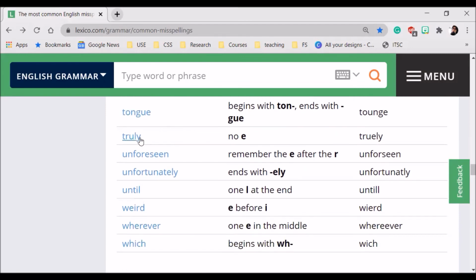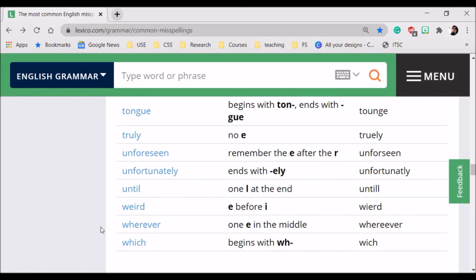Truly has no E in it. Unforeseen. Unfortunate, the E is omitted and E is here. So unfortunate, complete spelling up till here, then ly, unfortunately. Until, and there is no double L. Again, this is kind of an illusion which we tend to make. It's just I and L.